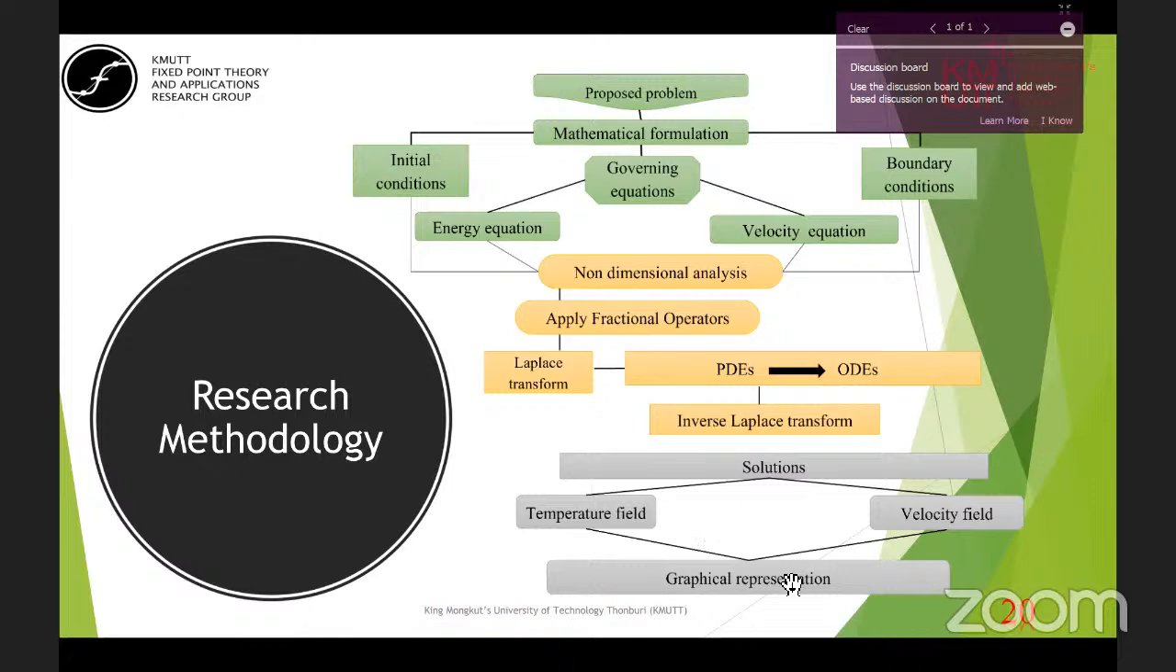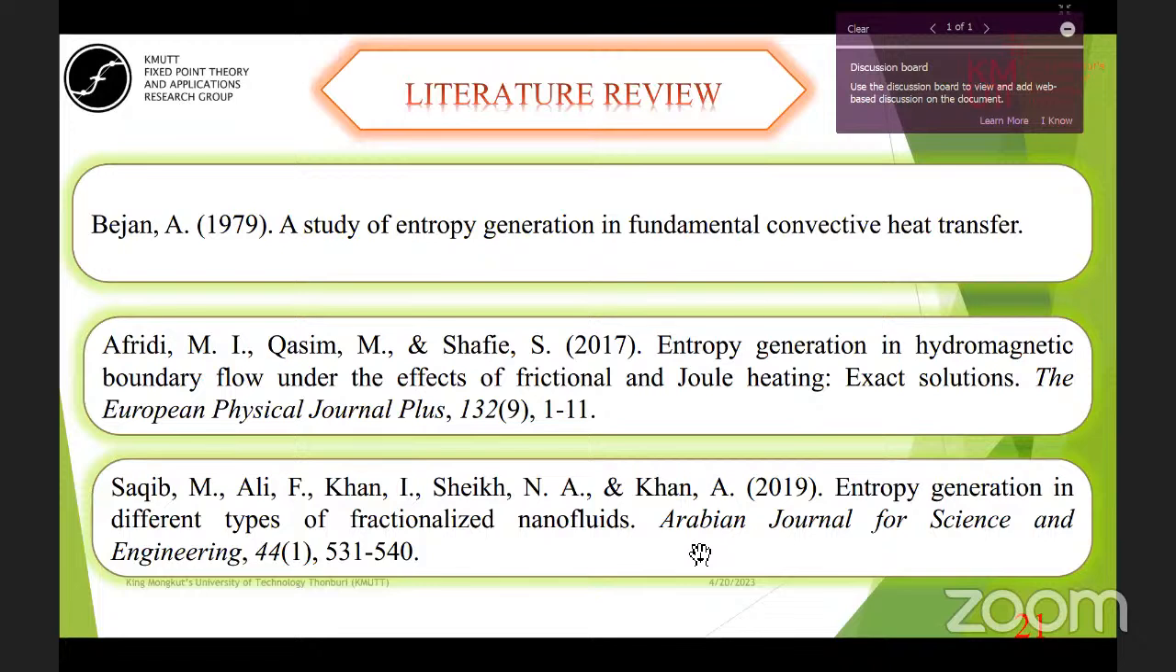This is the literature review which I studied for this problem.